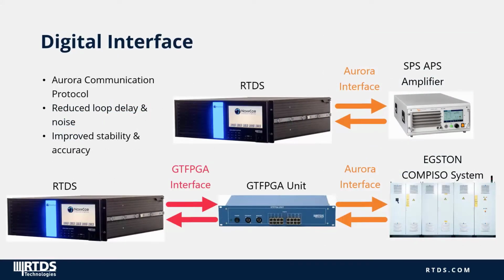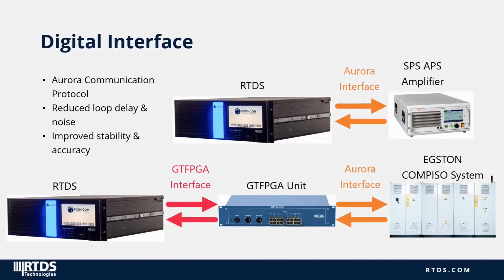Okay, next I'd like to talk about the digital interface that we have in the RTDS. The digital interface allows us to eliminate the use of the more traditional I/O cards shown previously, such as the analog output and analog input cards. Instead, what we can do is use the Aurora communication protocol to create an interface between the RTDS and certain vendors' amplifiers. The idea is that by using a fully digital interface, we can reduce the amount of delay present in the interface, as well as eliminate any noise. The hope is that this will improve the stability and accuracy of the power hardware-in-the-loop simulation.